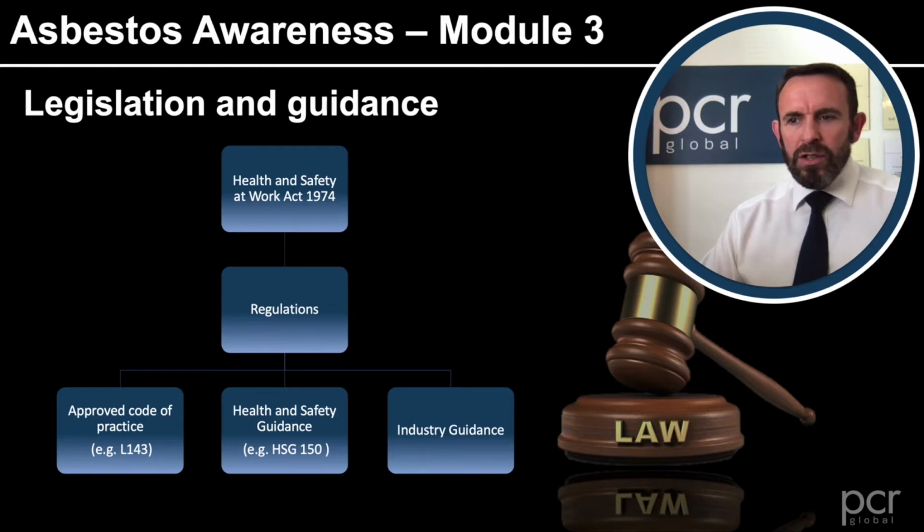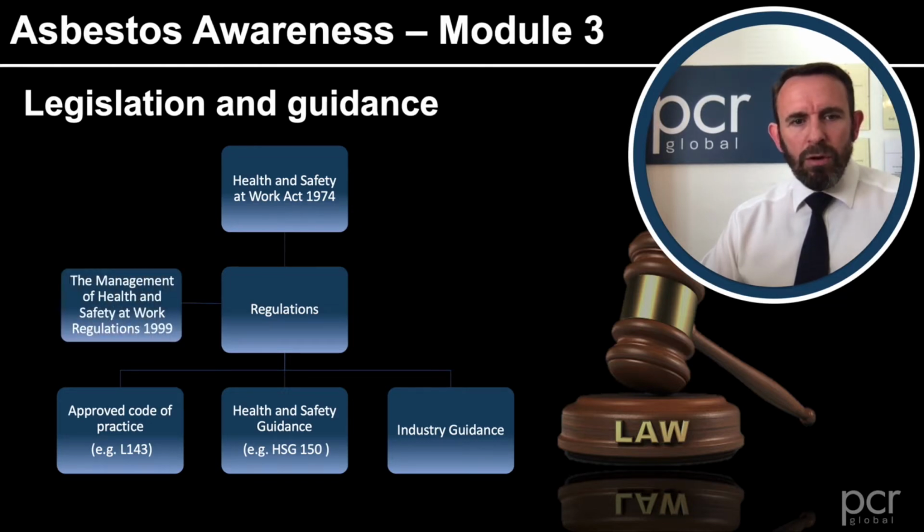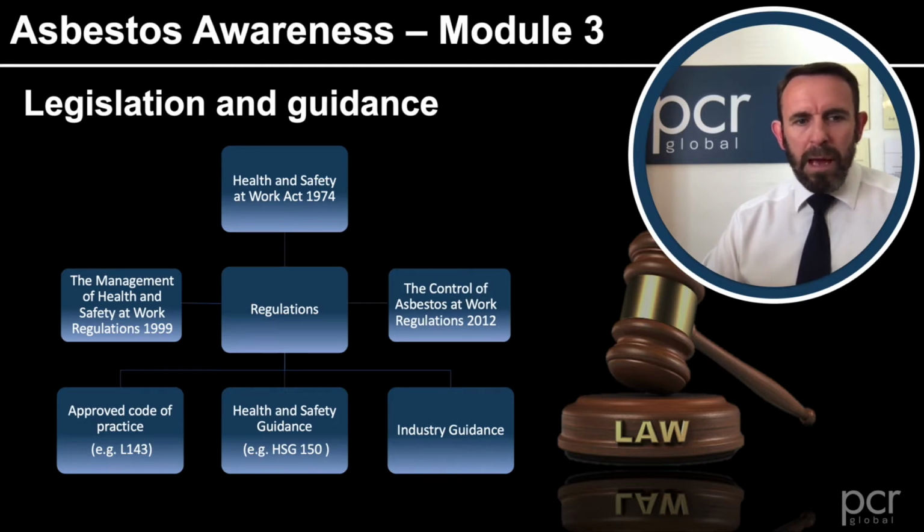So regulations in this instance are the Control of Asbestos Regulations and also the Management of Health and Safety at Work Regulations. So the Control of Asbestos at Work Regulations 2012 specifically concern themselves with asbestos. And the Management of Health and Safety at Work Regulations 1999, in this instance, it's quite an overarching regulation. So we're going to concentrate on the Control of Asbestos at Work Regulations.